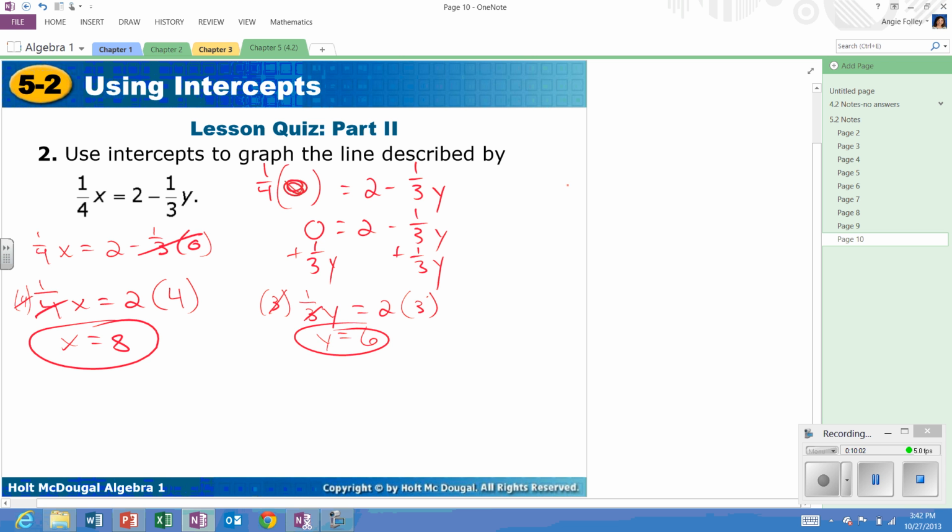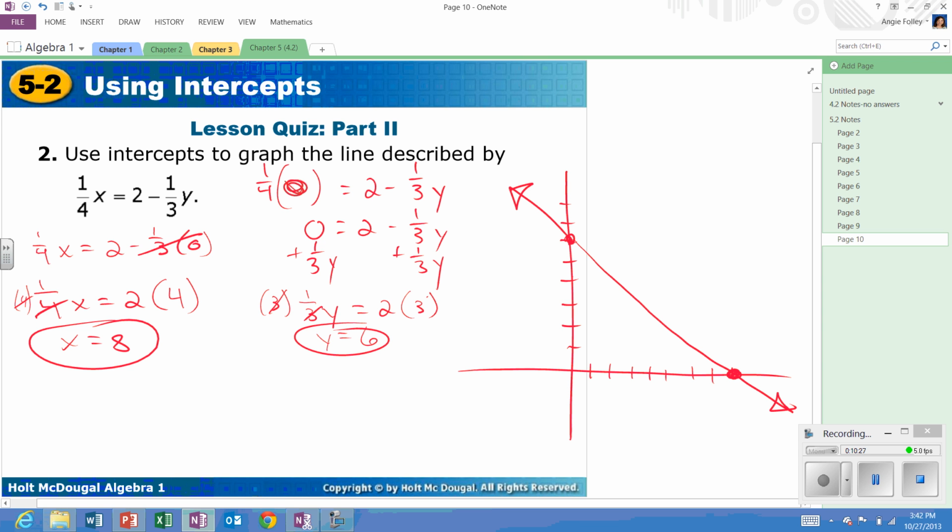So now we're just going to graph our line. Our x-intercept is over 8. And our y-intercept is a positive 6. 1, 2, 3, 4, 5, 6. So we connect our points, and there is the graph of our line.